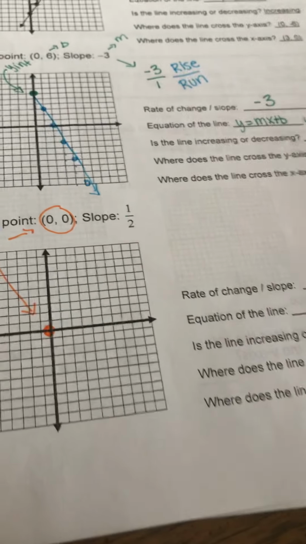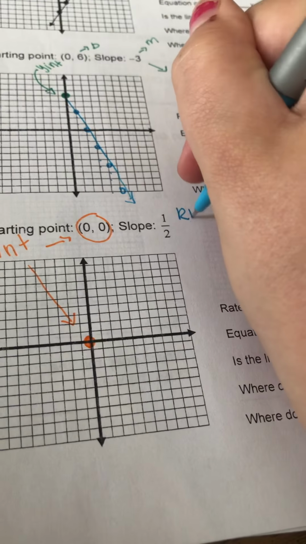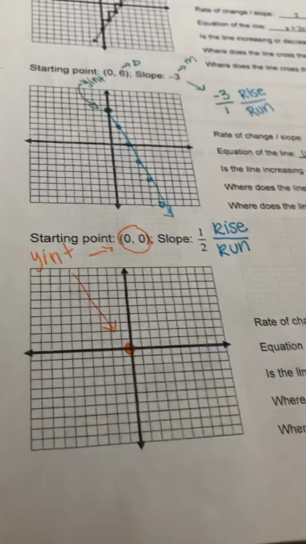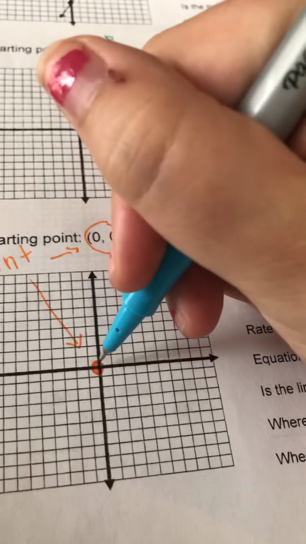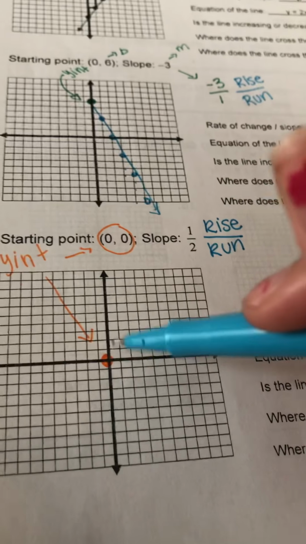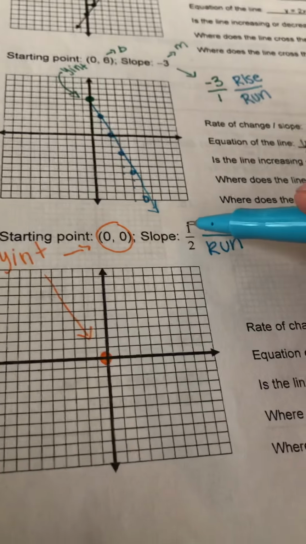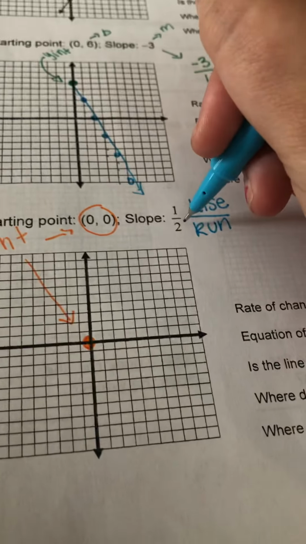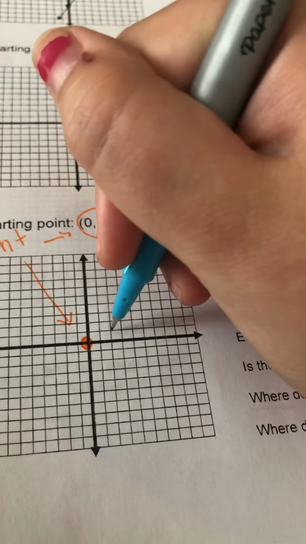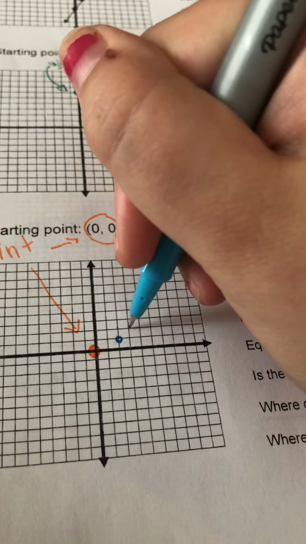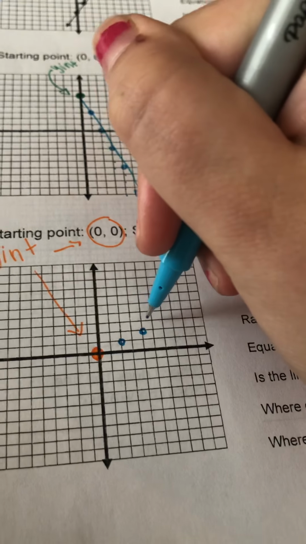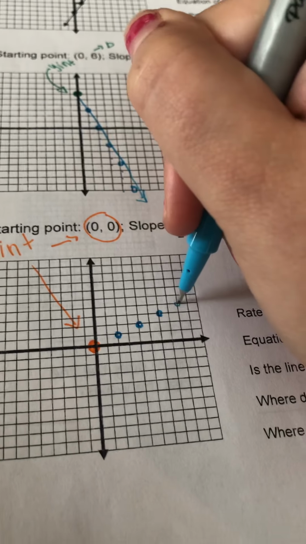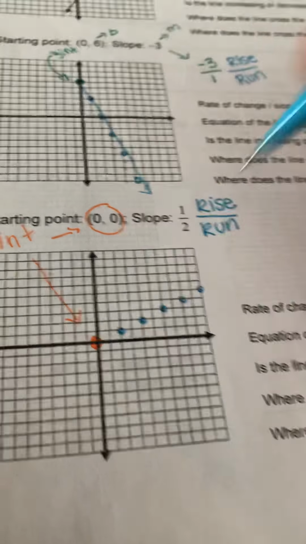Now my slope, when you're dealing with the graph, that's rise over run. So I'm gonna go back to that starting point and I'm gonna rise. It tells me 1, so I'm gonna rise up 1 and then I'm gonna run 2. Now that's a positive 2, so I'm gonna go over 1, 2 to the right. Up 1, over 2. Up 1, over 2, repeating to draw the line.